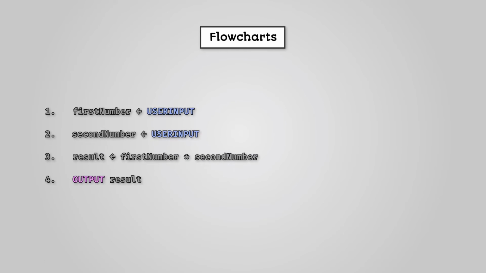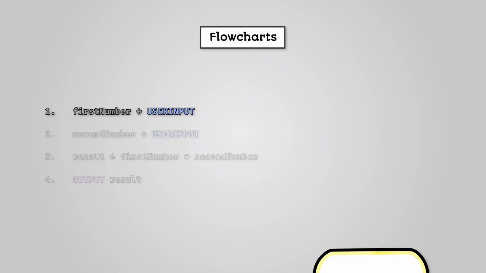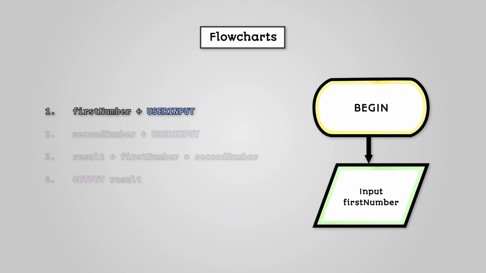For example, take a look at the pseudocode we used in part 1 of this lesson, and we will see how the flowchart matches the pseudocode. Let's start by looking at line 1 of the pseudocode. This matches the following parts of the flowchart. Notice we have the begin and the input. The begin just represents the start of the program. Sometimes in pseudocode we'll include a begin at the start of the pseudocode too.